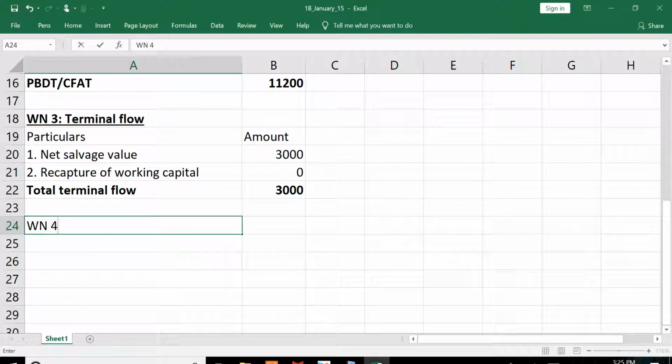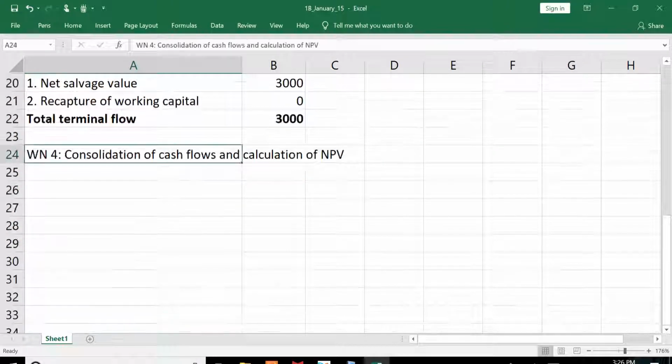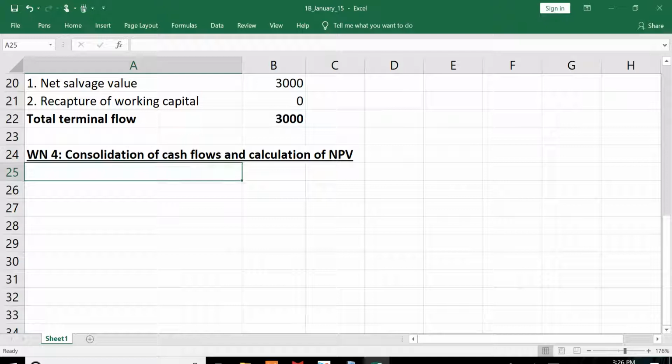Now, after calculating the cash flows, which is the most important part, comes consolidation of cash flows and calculation of NPV. It's basically we are going to take figures from each working note.